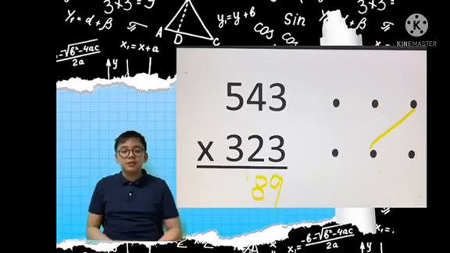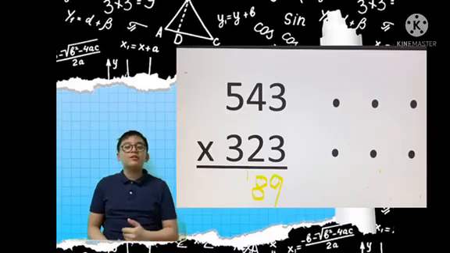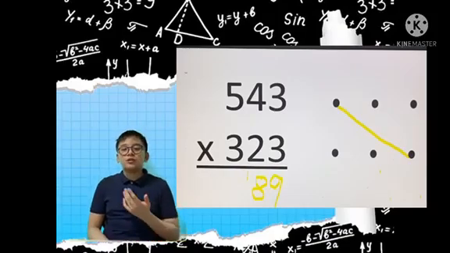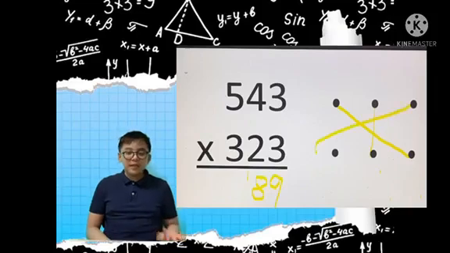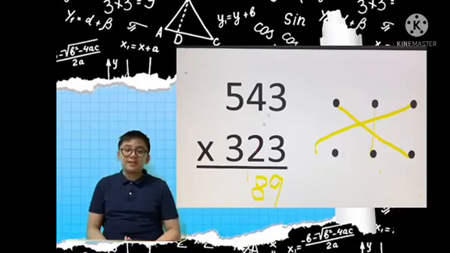For our answer to the hundreds, we're going to be multiplying hundreds to ones, tens to tens, and ones to hundreds. We're going to add our answers together. So 5 times 3 is 15, 4 times 2 is 8, and 3 times 3 is 9. And we're going to add these together. So 15 plus 8 plus 9 is 32. Add the carryover 1, 33. Put the 3 here and carry this one.